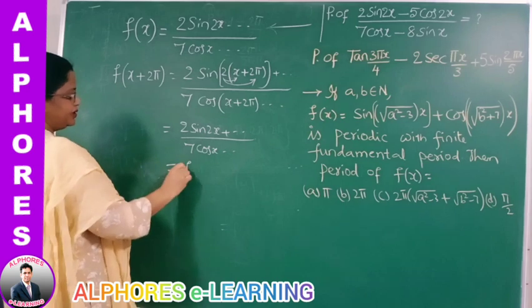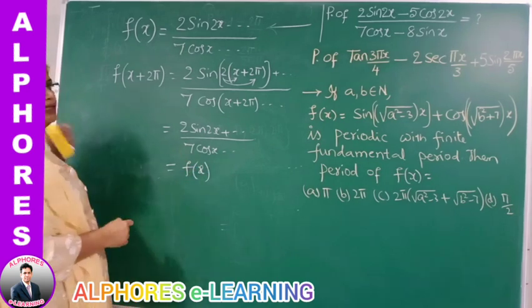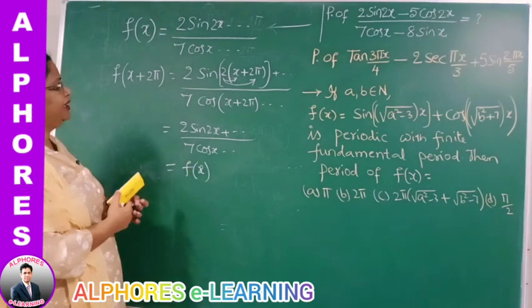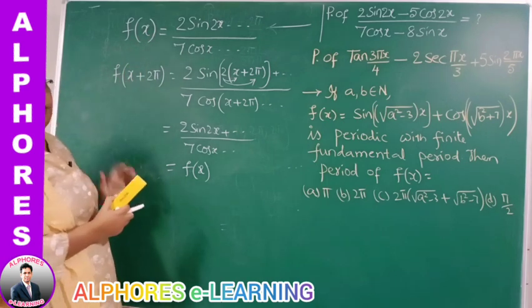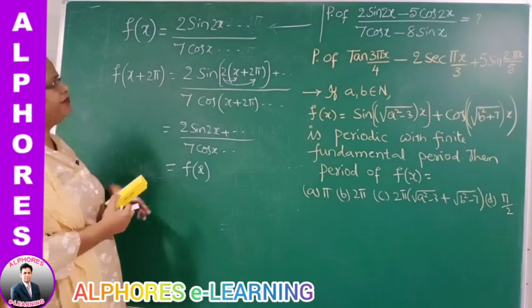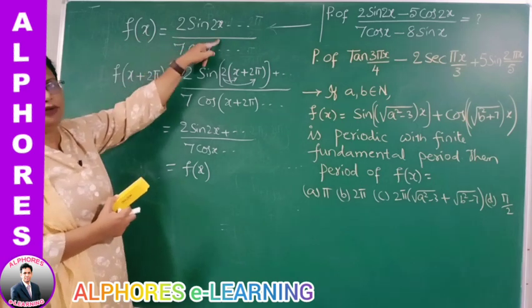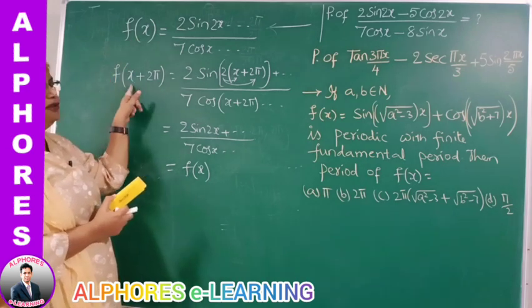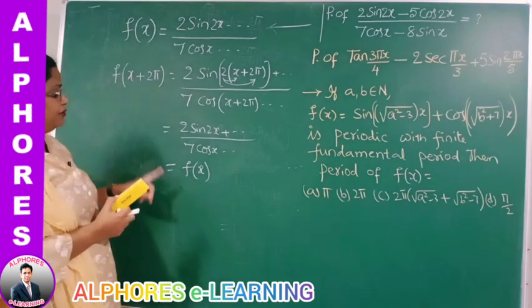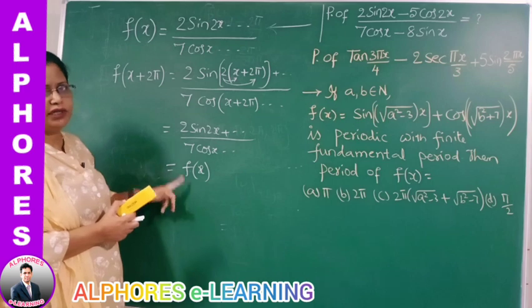Then students, what you got is nothing but f of x. So the period of the function in the given problem is 2 pi. So the concept is: wherever you replace the x value, whether they are 2x, 3x, whatever they are, if you replace x by x plus 2 pi, the answer must be the same old function, right?